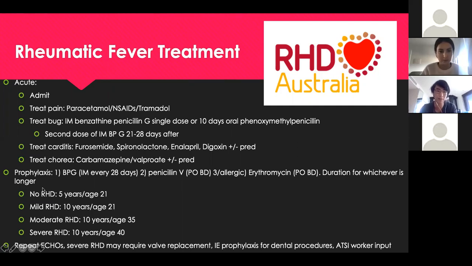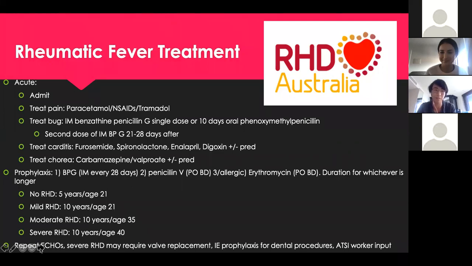So you give it for 5 years or until they're 21, whichever is longer, if they don't have the carditis, rheumatic heart disease. If they have mild, then it's 10 years or 21. If it's moderate, then it's 10 years or until they're 35. And if it's really severe, then it's for 10 years or until they're 40, whichever is longer. Otherwise, repeat echocardiograms to monitor heart function. You might need to replace the valve.